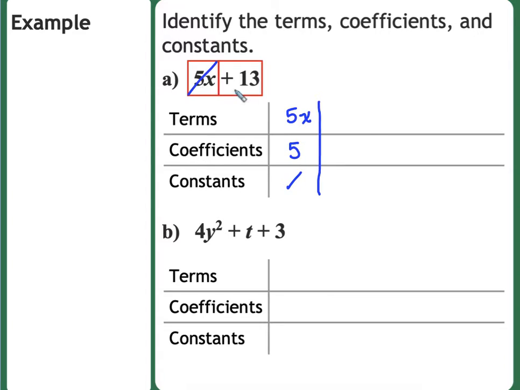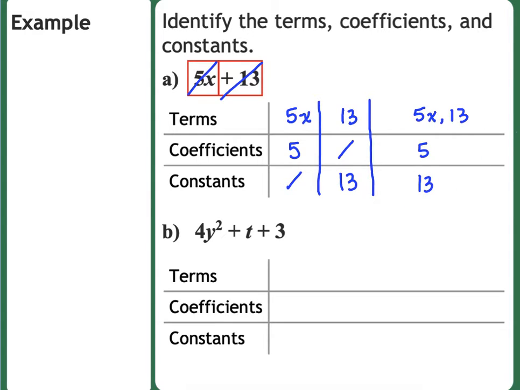Alright, so that takes care of 5x. Let's move on to 13. Now obviously 13, there is no variable, so that means there is no coefficient and it is a constant. Alright, and that takes care of both of our terms. Now in Big Ideas, they're not going to create a table like this. They're going to have the terms, coefficients, and constants like in lists. So the final answer for terms would be 5x, comma, 13. For coefficients, you would just have 5, and constants you would have 13. And this is how you would see it in Big Ideas.